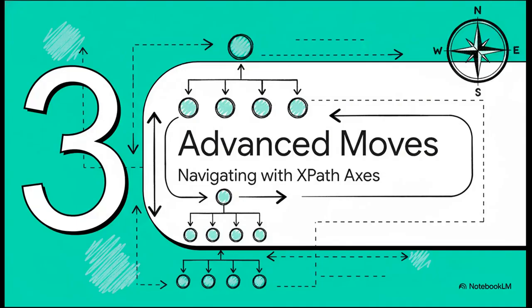Okay, so everything we've talked about so far has been about finding elements directly. But here's the big question. What if the element you need has no unique ID, but an element near it does? This, my friends, is where the real power of XPath gets unlocked. We're talking about XPath axes. These are the advanced moves. This is what takes XPath from just being a selector to a true navigation system, letting you move up, down, and sideways through the page's structure.